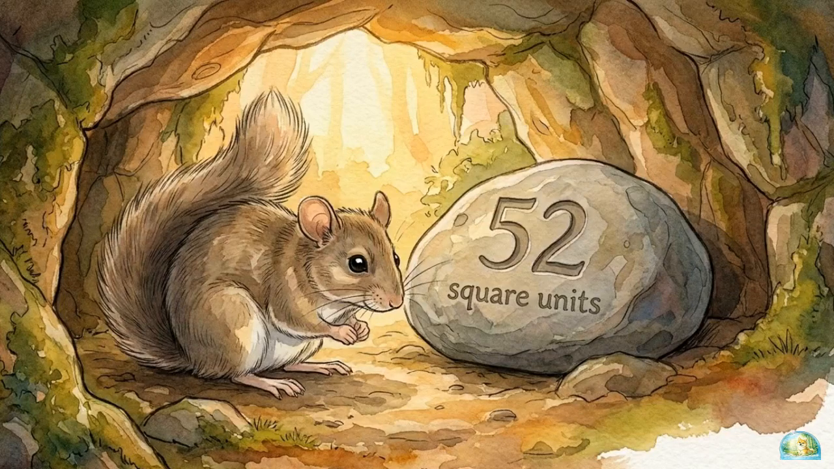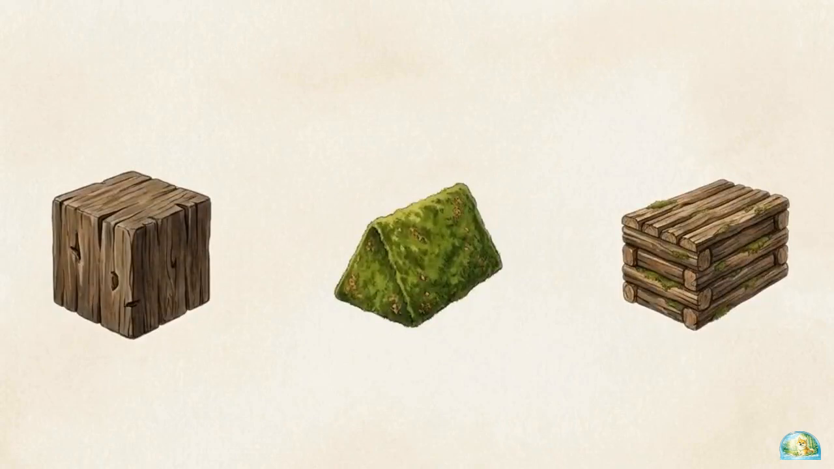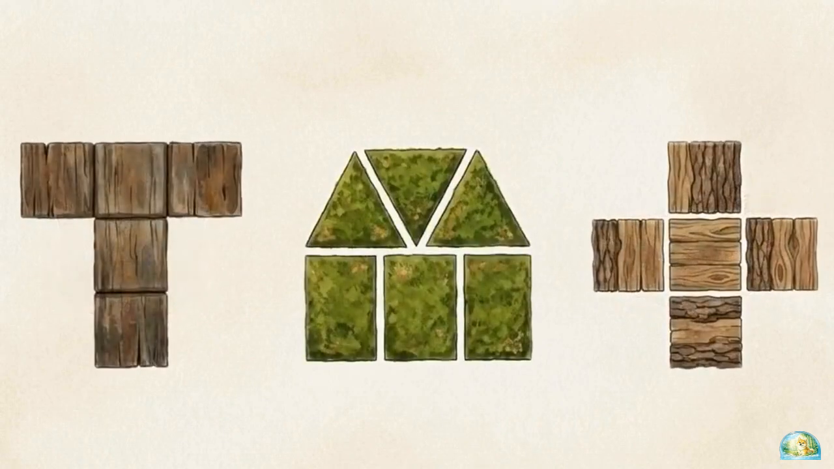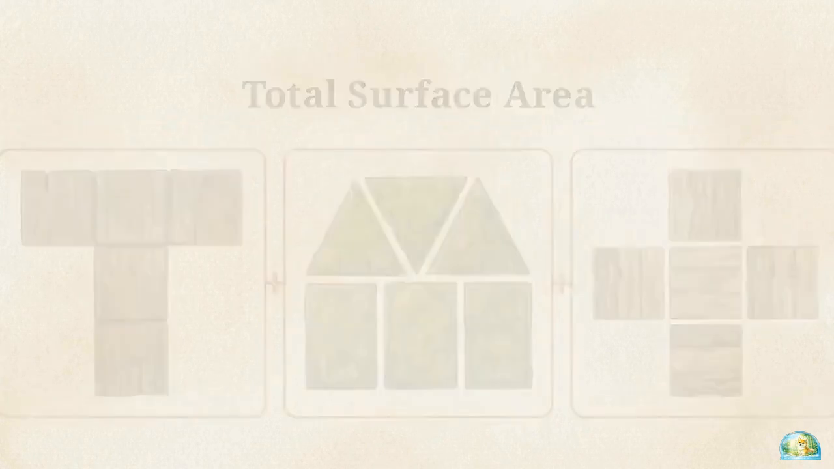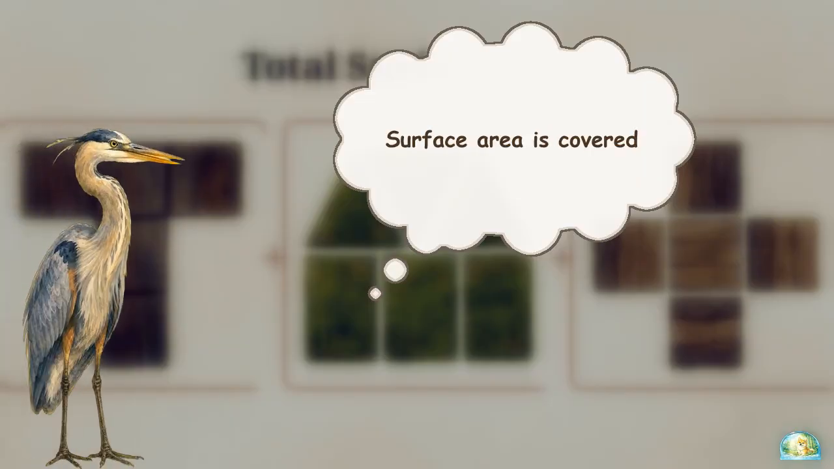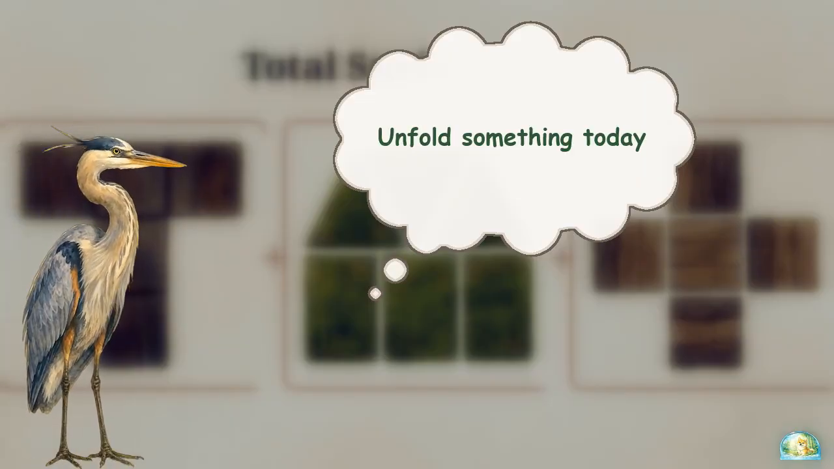The physical action in the environment reveals the geometric relationship, while the notation on the stone records the result. Regardless of a solid space shape, unfolding it into a flat net provides a universal method to see, measure, and add total surface area. Fold it back up. Surface area is covered. Unfold something today.